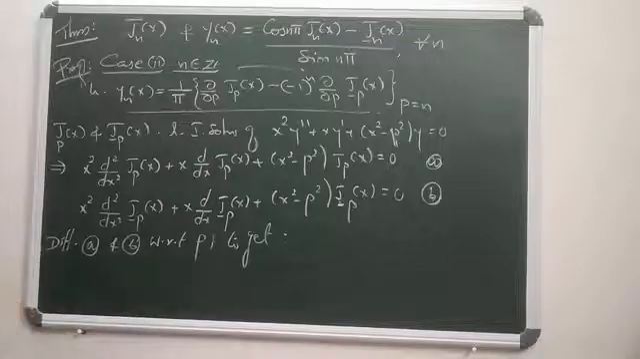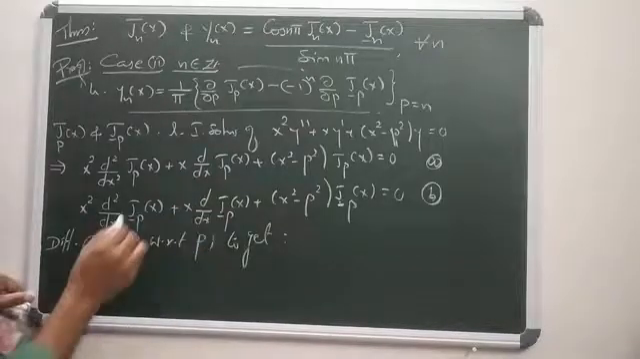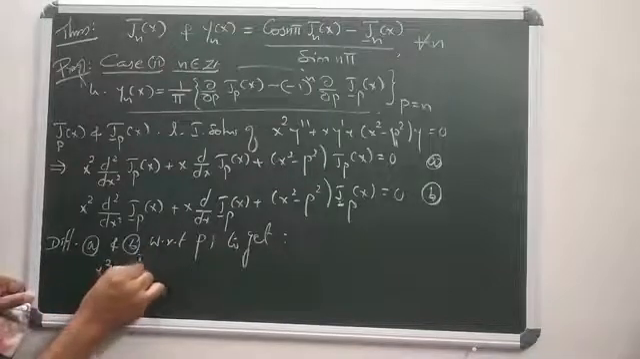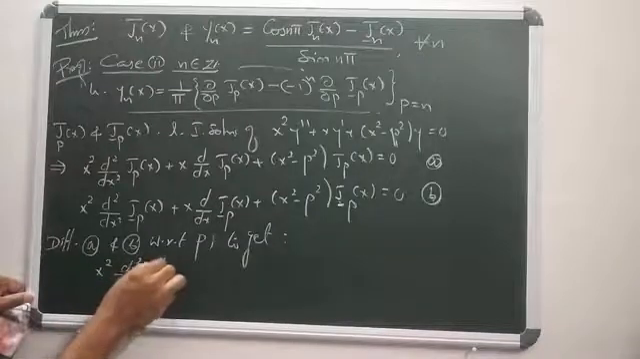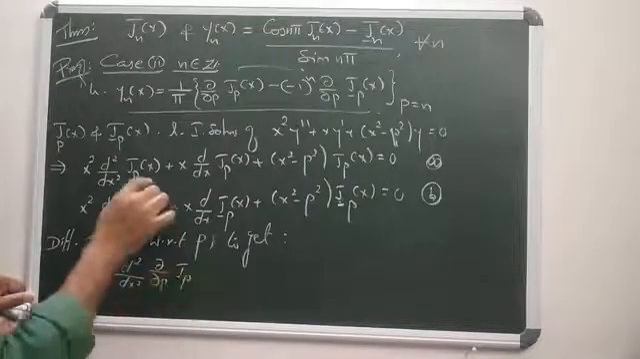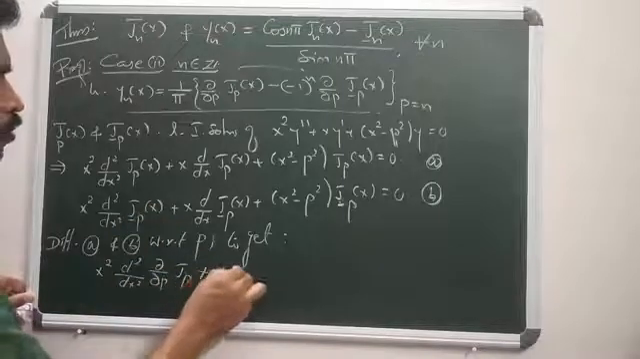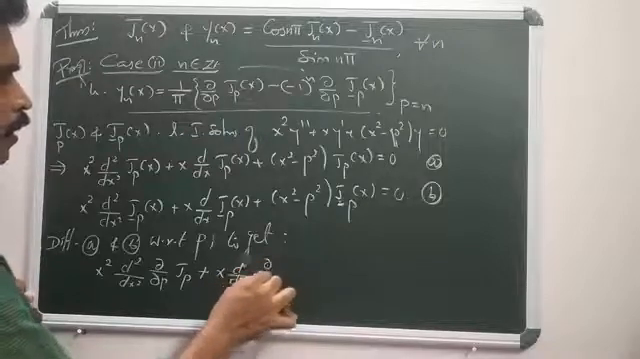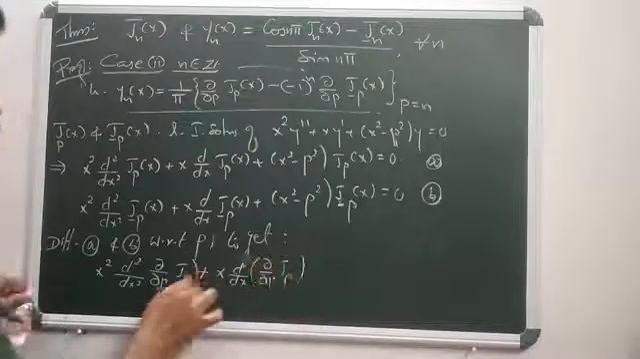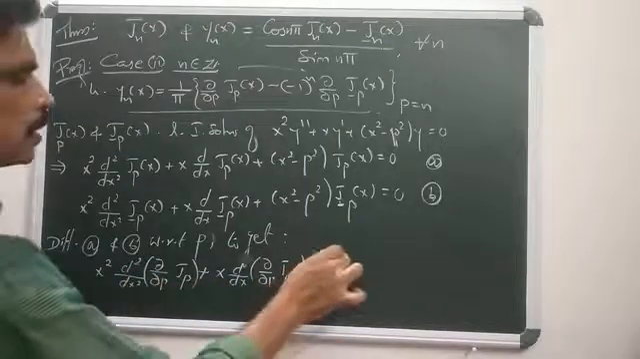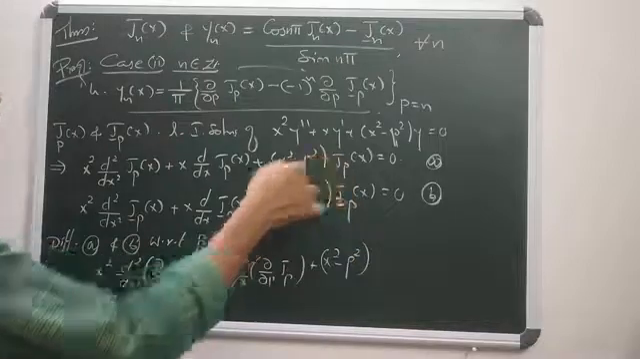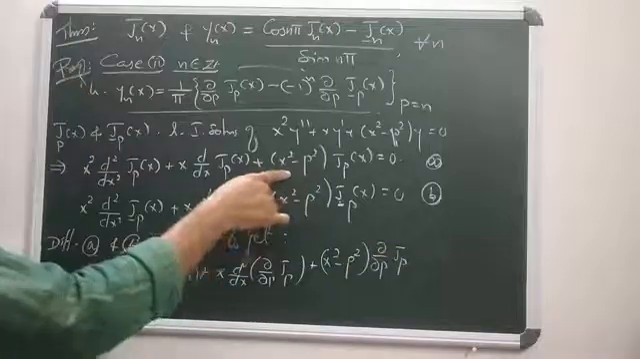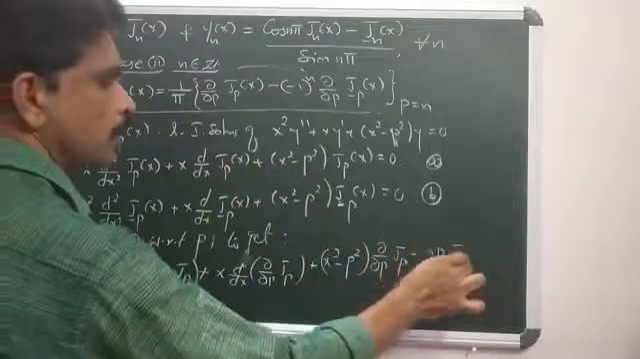So if you are differentiating that one, then equation A becomes x square into d square by dx square of del p of Jp plus x into d by dx of del by del p of Jp plus (x square minus p square). You can apply the product rule, del by del p of Jp, now minus 2p into Jp equals 0.